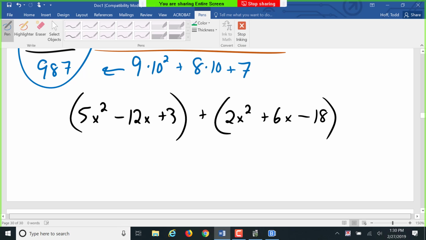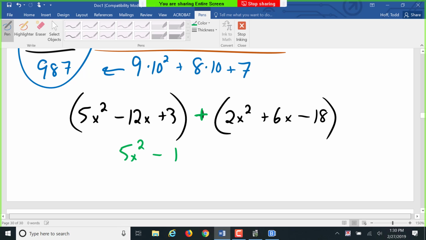When I go to add those, now there are shortcuts that we've been taught. Most of us have actually been taught the shortcut when we're adding here: just take out the parentheses and combine the like terms, right? Sound familiar? But we can go ahead and add these just like we do with whole numbers.